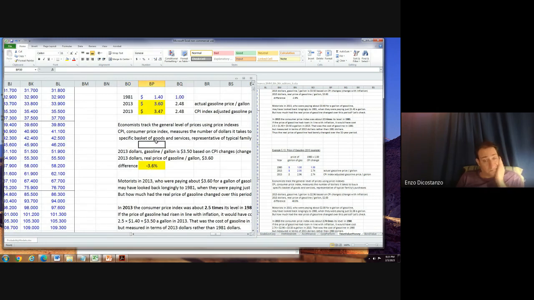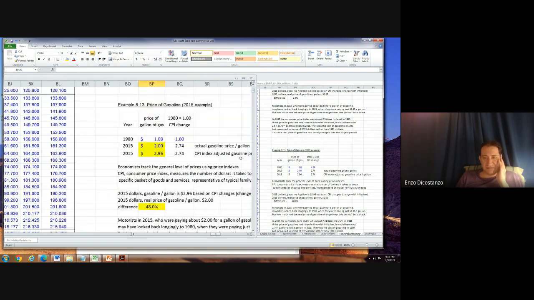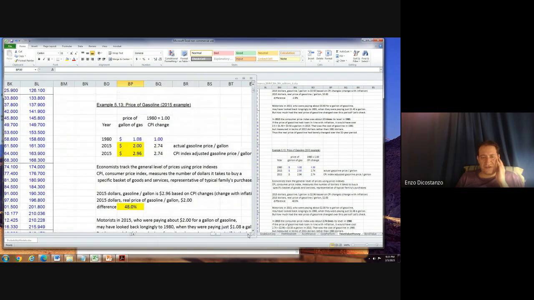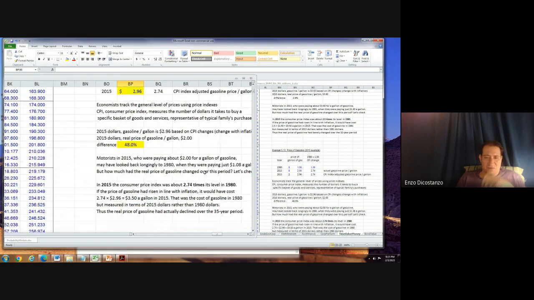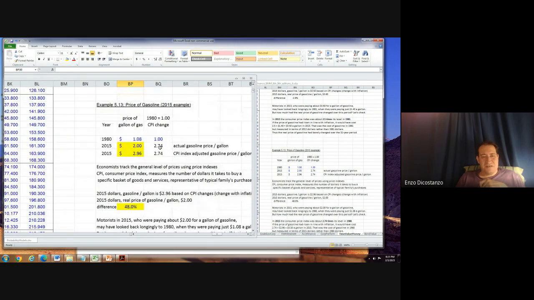But again, we went through the same process a second time, which is good. It's good you saw how to do this. So the CPI over 35 years, right? Yes, 35 years. So now 2015 is pretty close, like I said. So we did two of these.